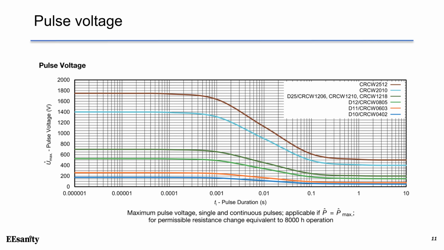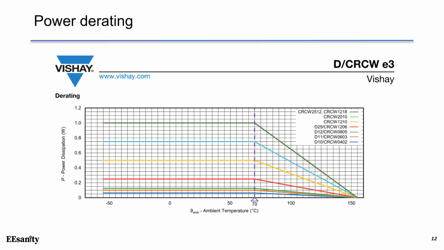This graph shows the maximum pulse voltage over the resistor given a pulse duration for both single and continuous pulse conditions. This graph shows that the power derating should be considered if the ambient temperature is over 70 degrees C. And each curve represents different sizes of the resistors.